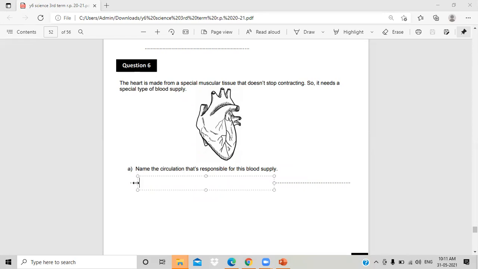I remember. Yes. The double circulation. Yes, double circulatory system or closed circulatory system. Very good.